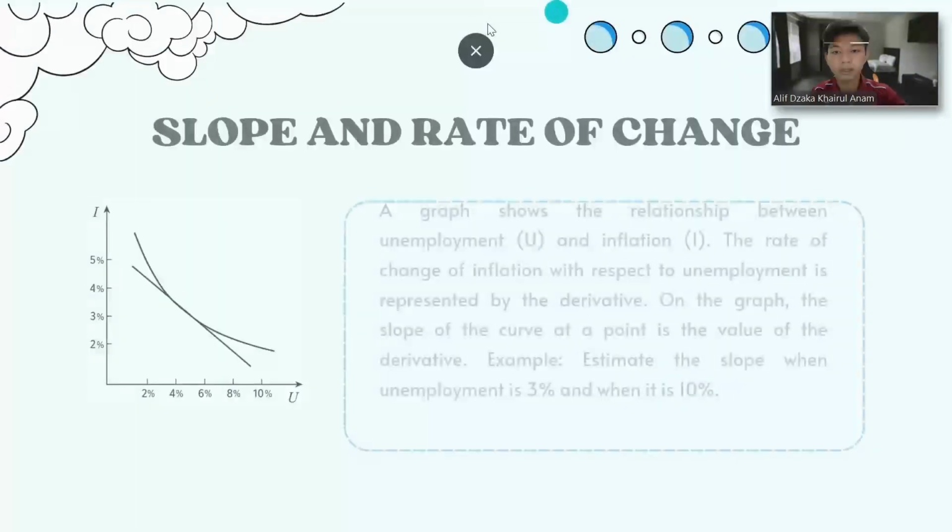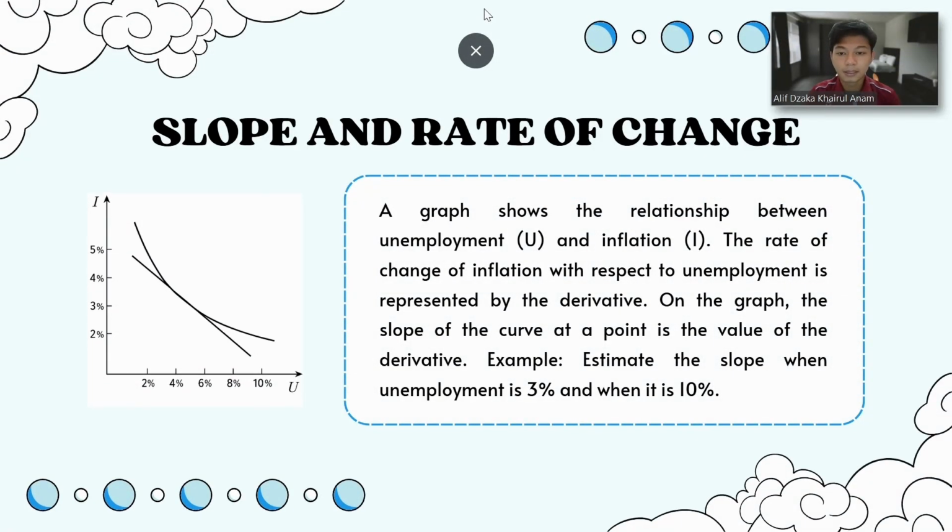Next, slope and rate of change. A graph shows the relationship between unemployment and inflation. The rate of change of inflation with respect to unemployment is represented by the derivatives on the graph. The slope of the curve at a point is the value of the derivative.